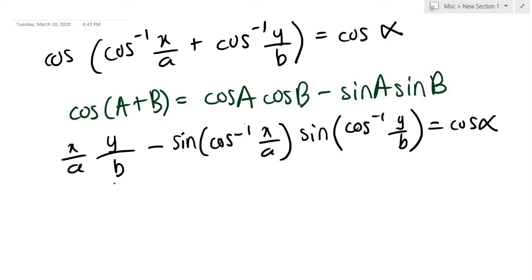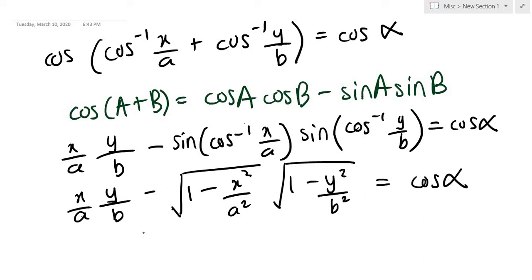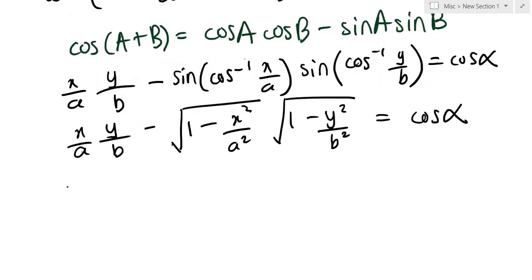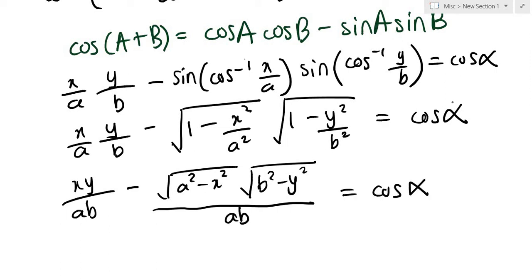cos of alpha. Now x by a times y by b minus, now sine of cos inverse is a similar formula, 1 minus this term squared, so x squared by a squared times similar thing over here, 1 minus y squared by b squared still equal to the cosine of alpha. Now I'll just clean this up like I did with the sine, xy by ab minus, I'll just have a squared minus x squared times b squared minus y squared, and then when a squared gets out of the radical, it becomes a, and same thing with b. So ab is equal to the cosine of alpha.